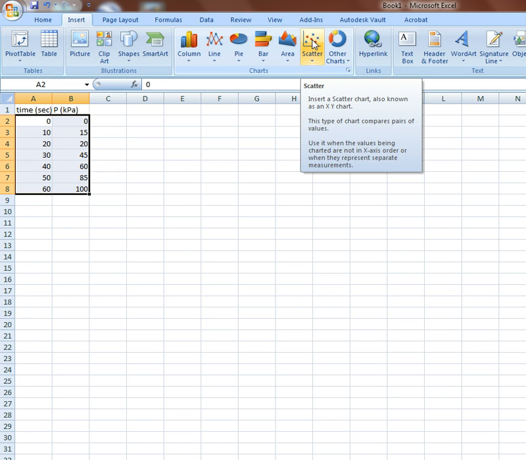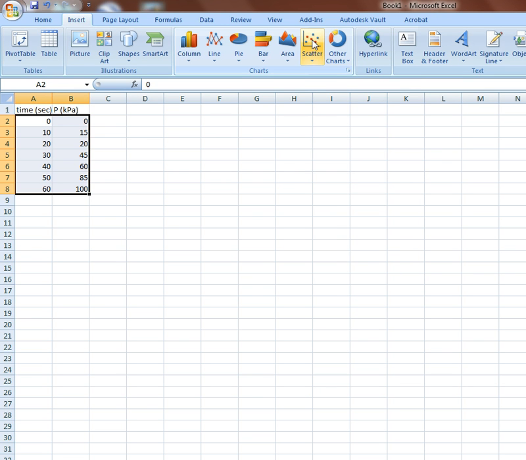and the graph you want is a scatter graph. Do not insert a line graph. If you insert a line graph, your calculations for the slope will be wrong, promise. So don't do that. You want to insert a scatter graph. That's going to put the dots on the graph, and then you can put your own trend line in. Don't do a line graph.